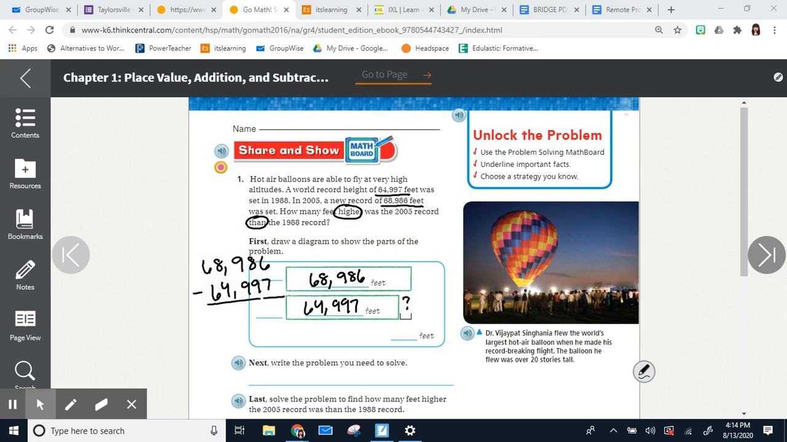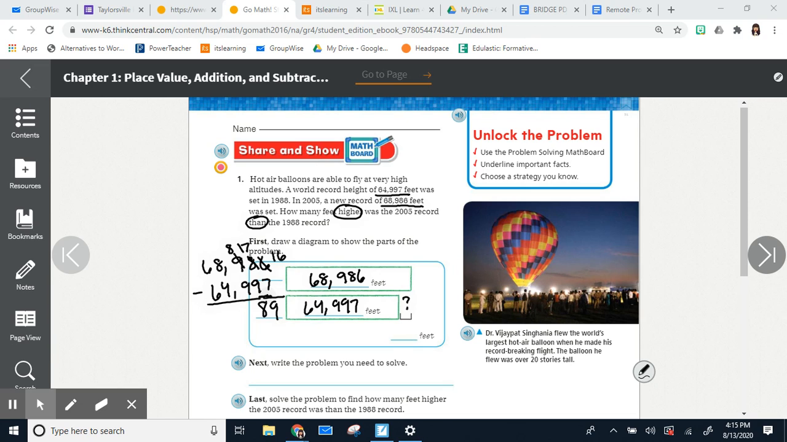Okay. So let's look at our ones. 6 minus 7, we can't do that. Trying to fill in that gap. So I'm going to borrow from the 8, make that a 7. Then I'm going to put a 16 in place of the 6. 16 minus 7 is 9. Okay, 7 minus 9, I can't do that either, so I have to borrow again. So 7 becomes 17. 17 minus 9 is an 8.